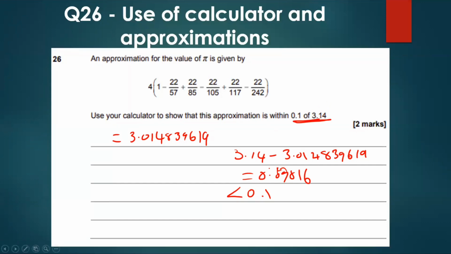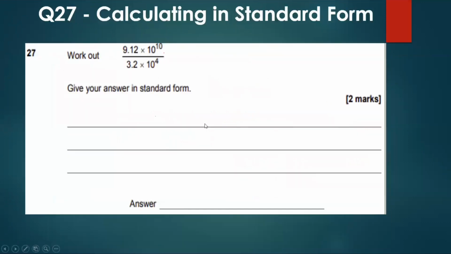Okay, so I hope that makes sense for that question now. Question 27, which is actually the last question of the paper. You've got to work out 9.12 times 10 to the power of 10 over 3.2 times 10 to the power of 4. Give your answer in standard form. So actually, this is a really simple question.